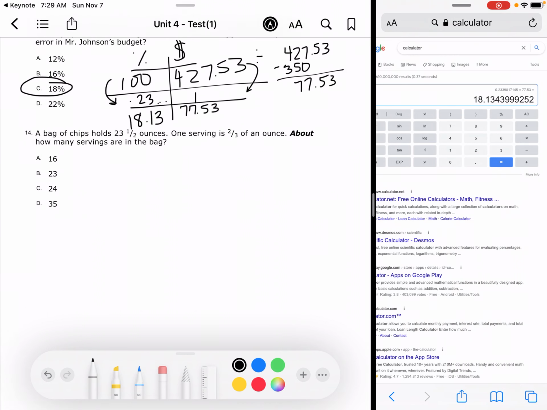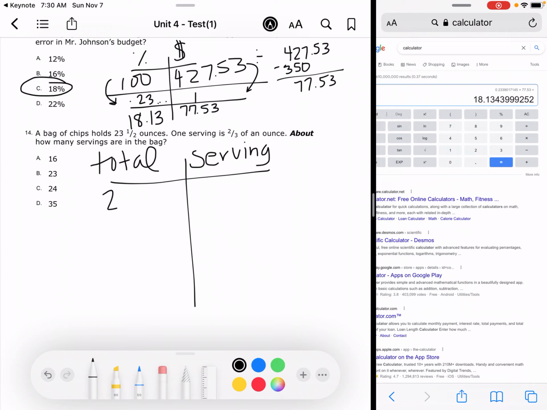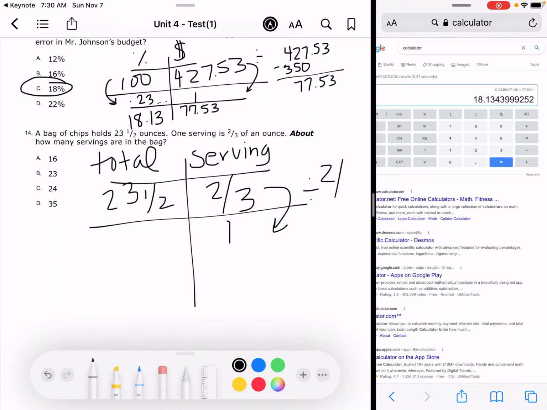A bag of chips holds 23.5 ounces. One serving is 2/3 of an ounce. How many servings are in the bag? So I know I have 23.5 in my total. 2/3 is a serving. I want to find out how many servings there are. So I'm dividing by 2/3.